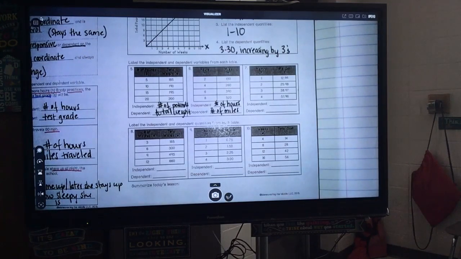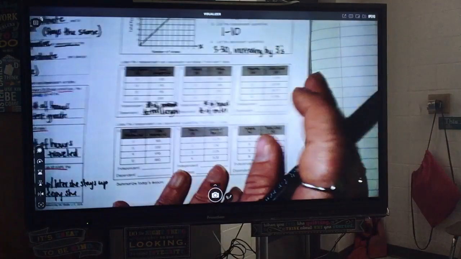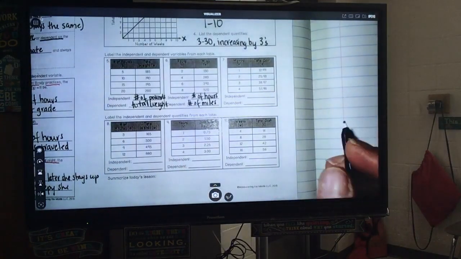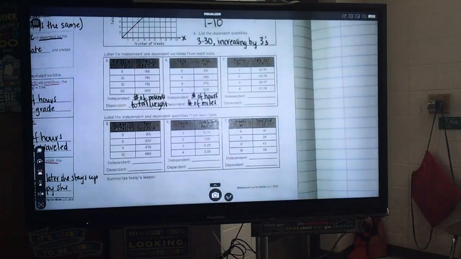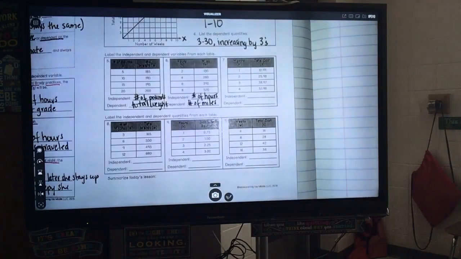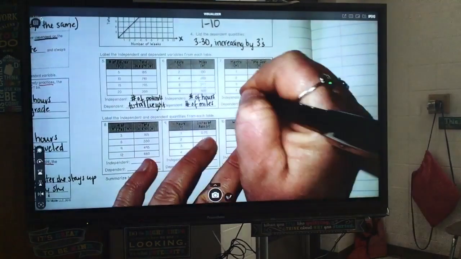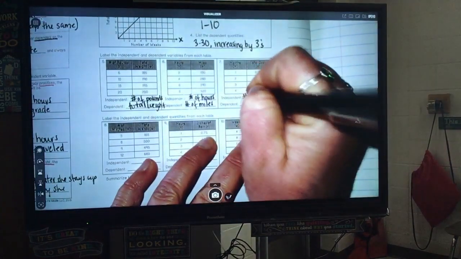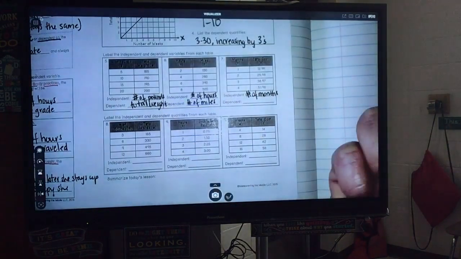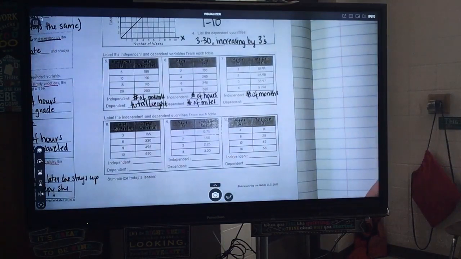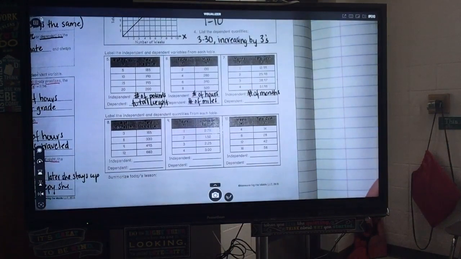Alright, have a seat. So what is our independent? Zoe B. So number of months. And then our dependent, what's our dependent in this one? Troy: Total cost. Total cost, yep.